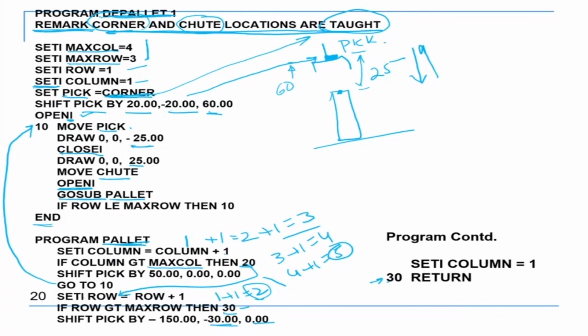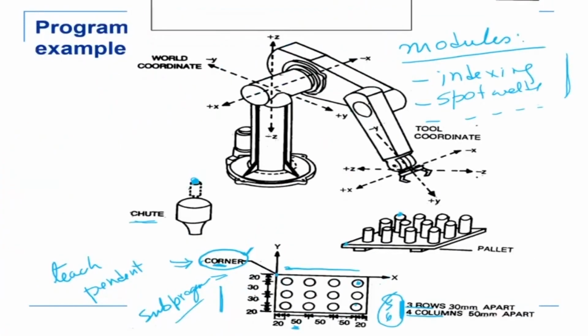Okay, set column is equal to 1. So the first column it goes back, and then it returns to 30. Okay, 30 is returned. So what it has done is, after the last column is over, it goes to the top of this one, resets the column to 1, and then starts picking again. Now the moment it has exceeded the rows and columns, it will end the program and exit.